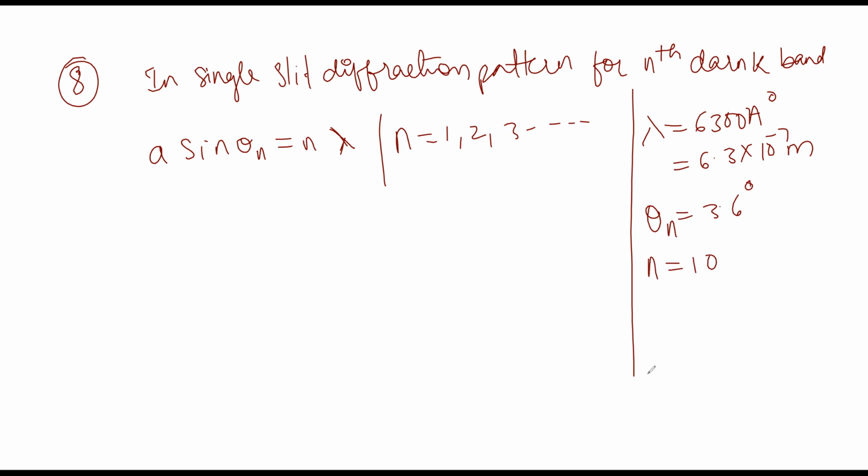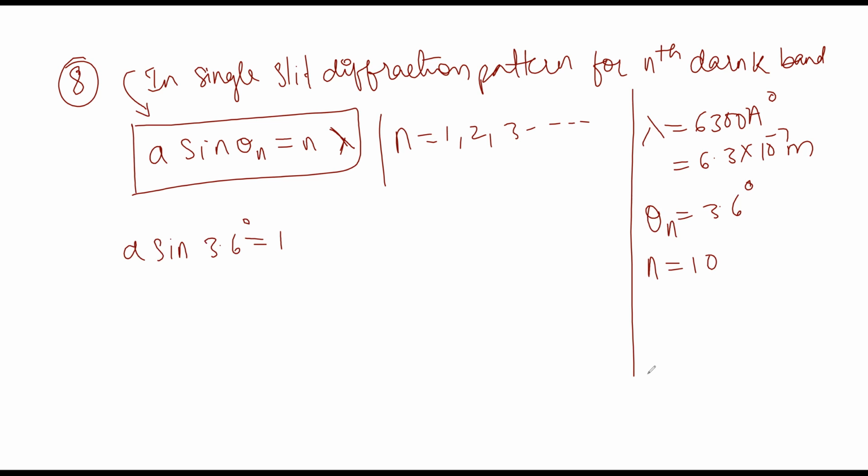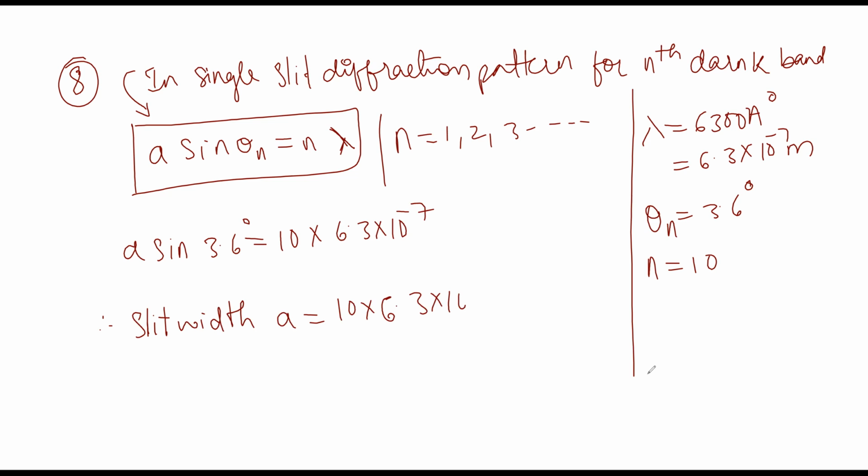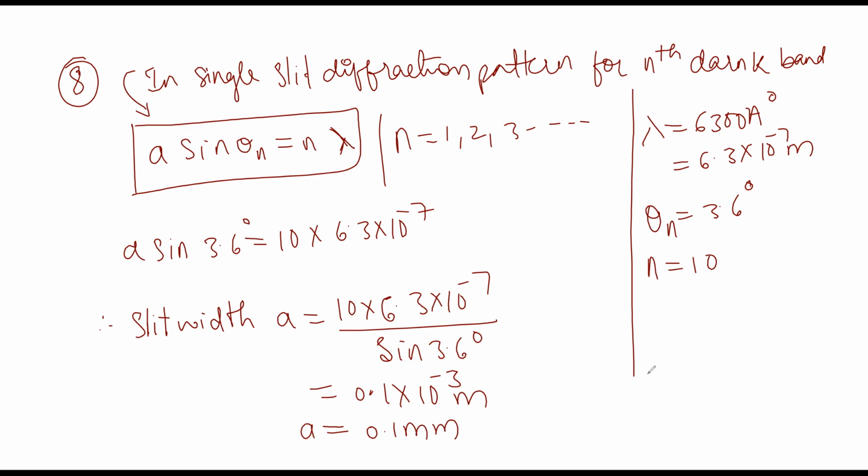Which formula do we use? A sin theta n is equal to n lambda, used for the nth dark band in a single slit diffraction pattern. So A sin 3.6 degrees is equal to 10 into lambda, that is 6.3 × 10⁻⁷. What we need is the slit width: A is equal to 10 into 6.3 × 10⁻⁷ divided by sin 3.6 degrees, which gives 0.1 × 10⁻³ meter, or you can convert it to millimeters. This is the slit width.